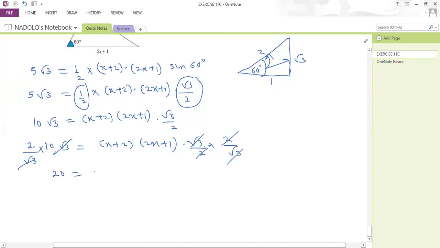And then you can open the bracket here. You will get x times 2x is 2x squared, and x times x is x, and 2 times 2x is 4x. So in total there will be 5x, and then 2 times 1 is 2. This is quadratic. You can bring 20 to that side so that you have your equation in terms of ax squared plus bx plus c equals 0. So if you bring 20 to that side, it will be 2 minus 20, which is minus 18, equals 0.